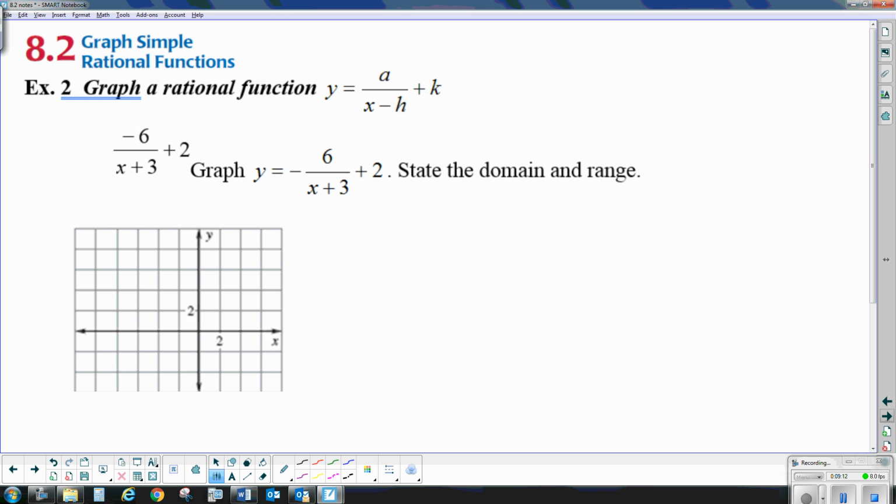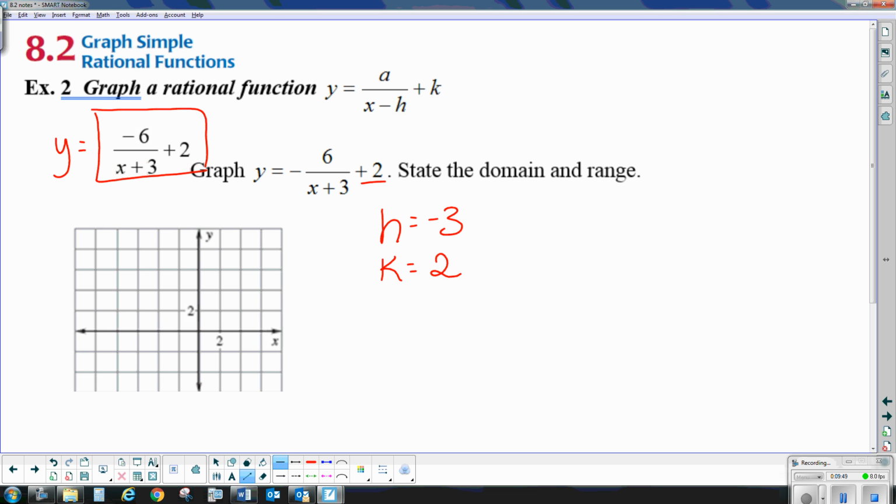We're graphing the rational function y equals a over x minus h plus k. In this case, the rational function is y equals -6 divided by x plus 3 plus 2. So first, let's define our h and our k values. So x plus 3 means h is -3. The whole function plus 2 means that k is positive 2. Okay, so that's our first step.